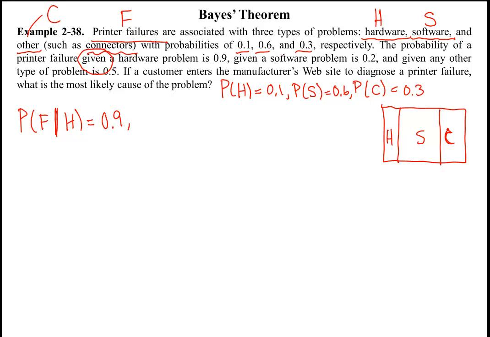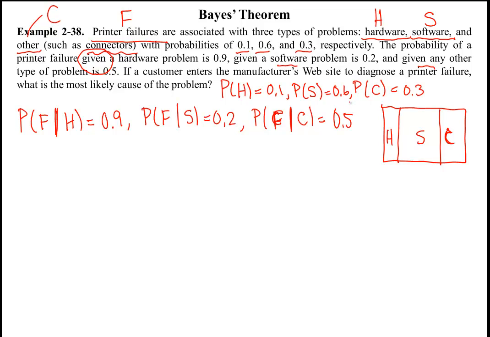And likewise, we're given the following conditional probabilities in the next two clauses as well. The probability of a failure given we know we have a software problem is 0.2, and the probability of a printer failure given some other type of problem is 0.5.